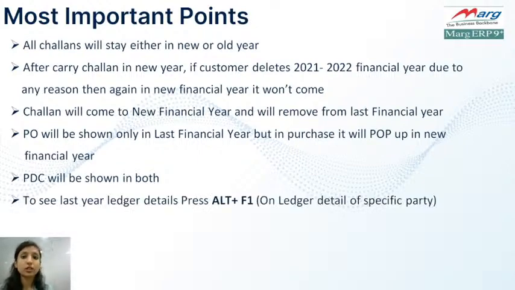Thereafter, we have received many queries on how we can view the balances of the party to whom we are billing in the new financial year from the previous year. Suppose we are billing in the new financial year 2021 to 2022, but we need to know the previous balance, the last year balance, of the particular party whom we are billing. So we just need to press the Alt F1 key on the ledger transaction window to know that balance.